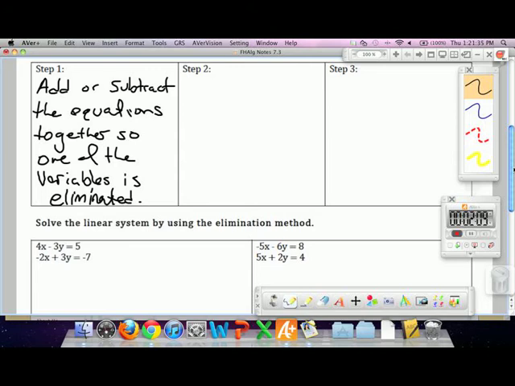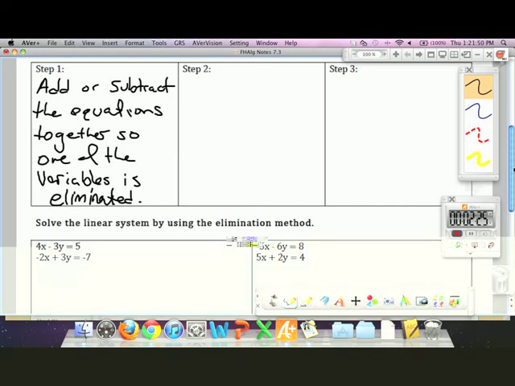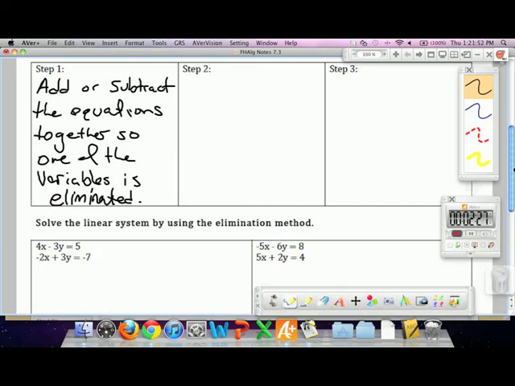If I'm in a situation where I have two equations where one of the variables has coefficients that, to use a fancy term, match up, so that if I add them together, they are going to cancel each other out, they're going to eliminate each other, that's good. That's a sign that I want to use the elimination method.